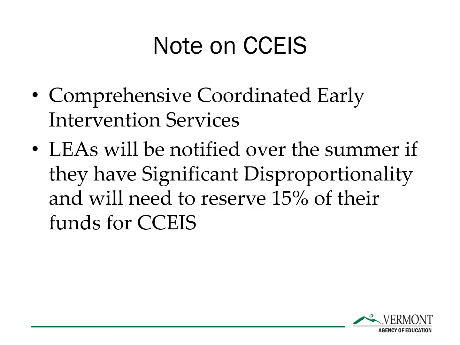Just a note on comprehensive coordinated early intervention services. Districts that are required to set aside 15% of IDEA Part B flow-through funds for CEIS due to significant disproportionality in special education must ensure that the funds are used to provide services to students in grades K through 12 who are not identified as needing special ed and related services, but who need additional support to succeed in the general ed environment.